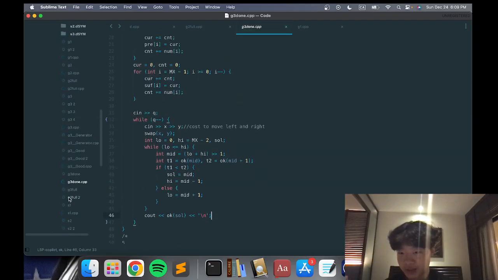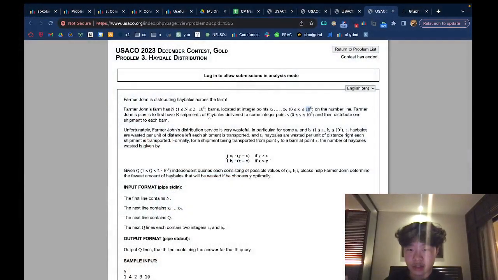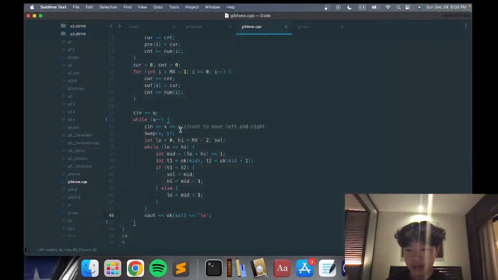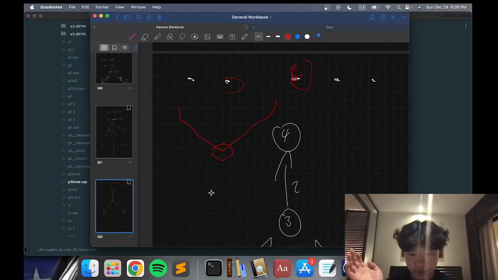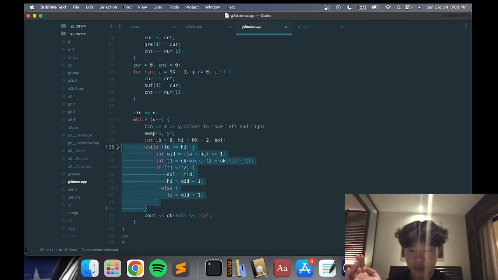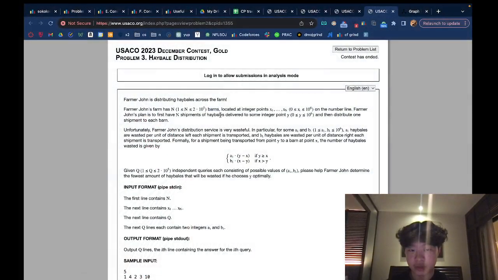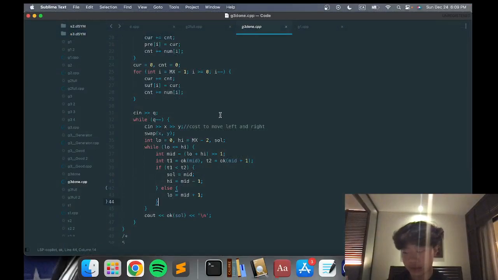The reason why I have all these versions is because there could be non-distinct points for the barns. I was first doing binary search over the positions of the barns, just placing the warehouse on the position of the barns. But since they're not distinct, on a unimodal function there could be a place where it's flat. And if it's flat, this binary search just breaks. So that's why you have to do it on the x, or get rid of the non-distinct values.